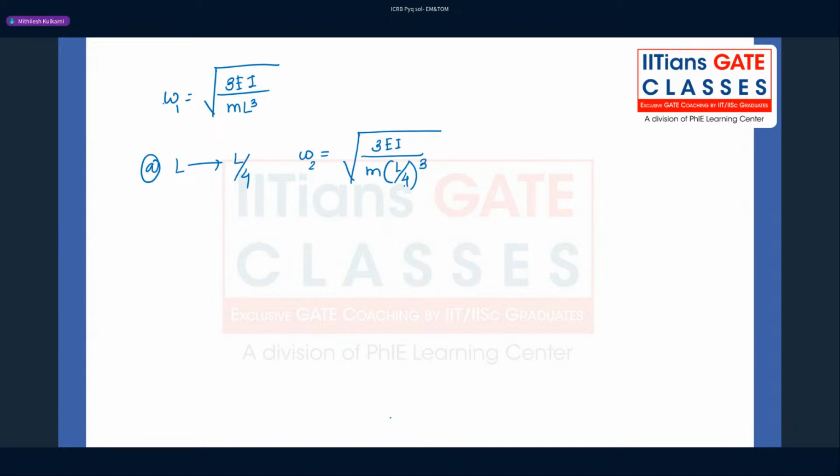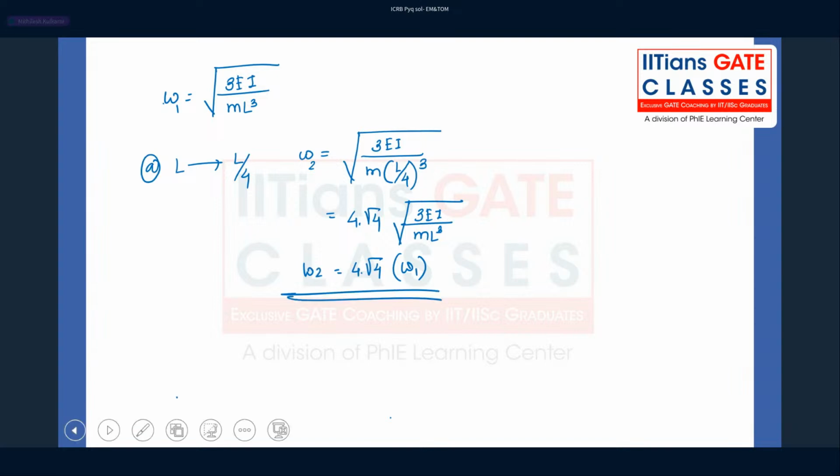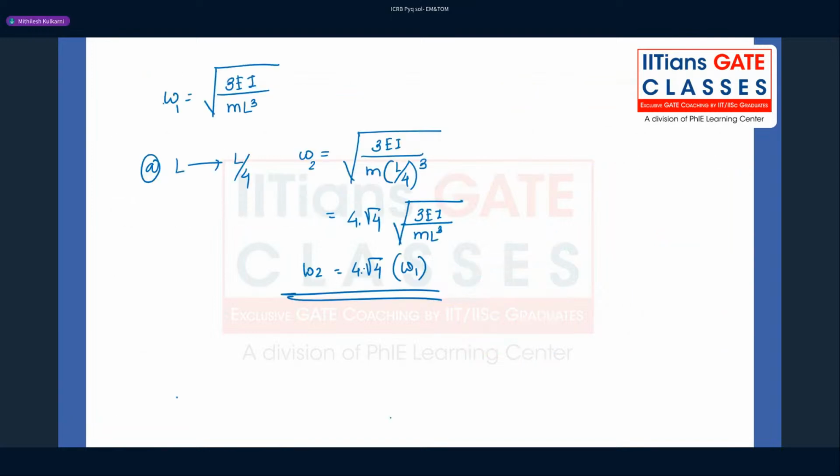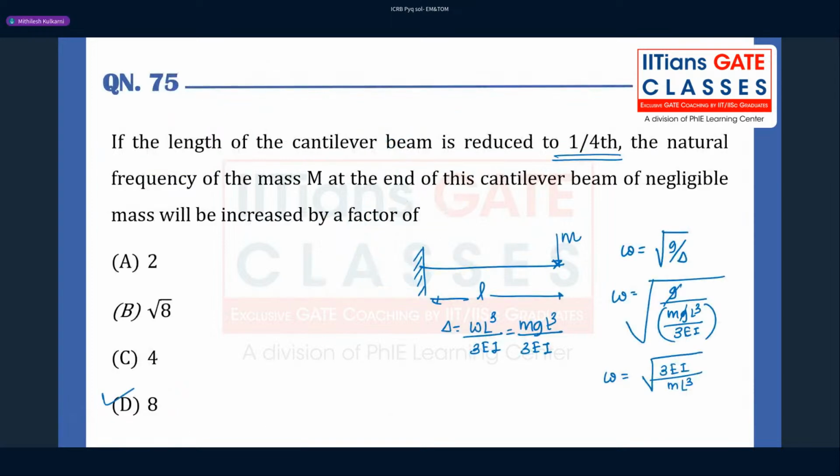This 4 raised to the power cube will go in the numerator. So 4 root 4 into under root of 3EI divided by MLS cube is what you'll get. And it is 4 root 4 times omega 1, is what we can say. Hence, 4 root 4 means 8. So 8 omega 1 directly we can write, and hence option D is correct in this case.